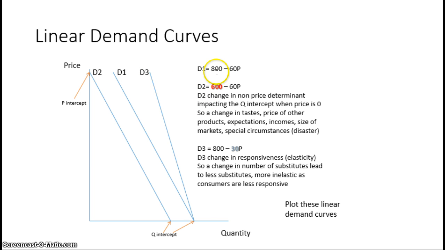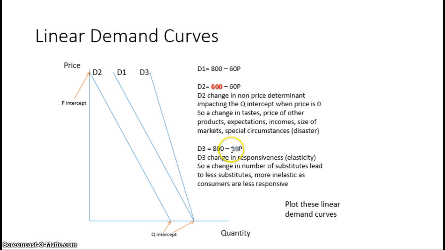As we can see here, if we change the A variable from 800 to 600, the demand curve shifts from D1 to D2 because there's been a change in demand. Okay, where if the B variable changes from 60 to 30, okay, this is saying that there's been a change in the responsiveness of the elasticity. So it still starts from the same Q-intercept, but the steepness changes, okay, from there.